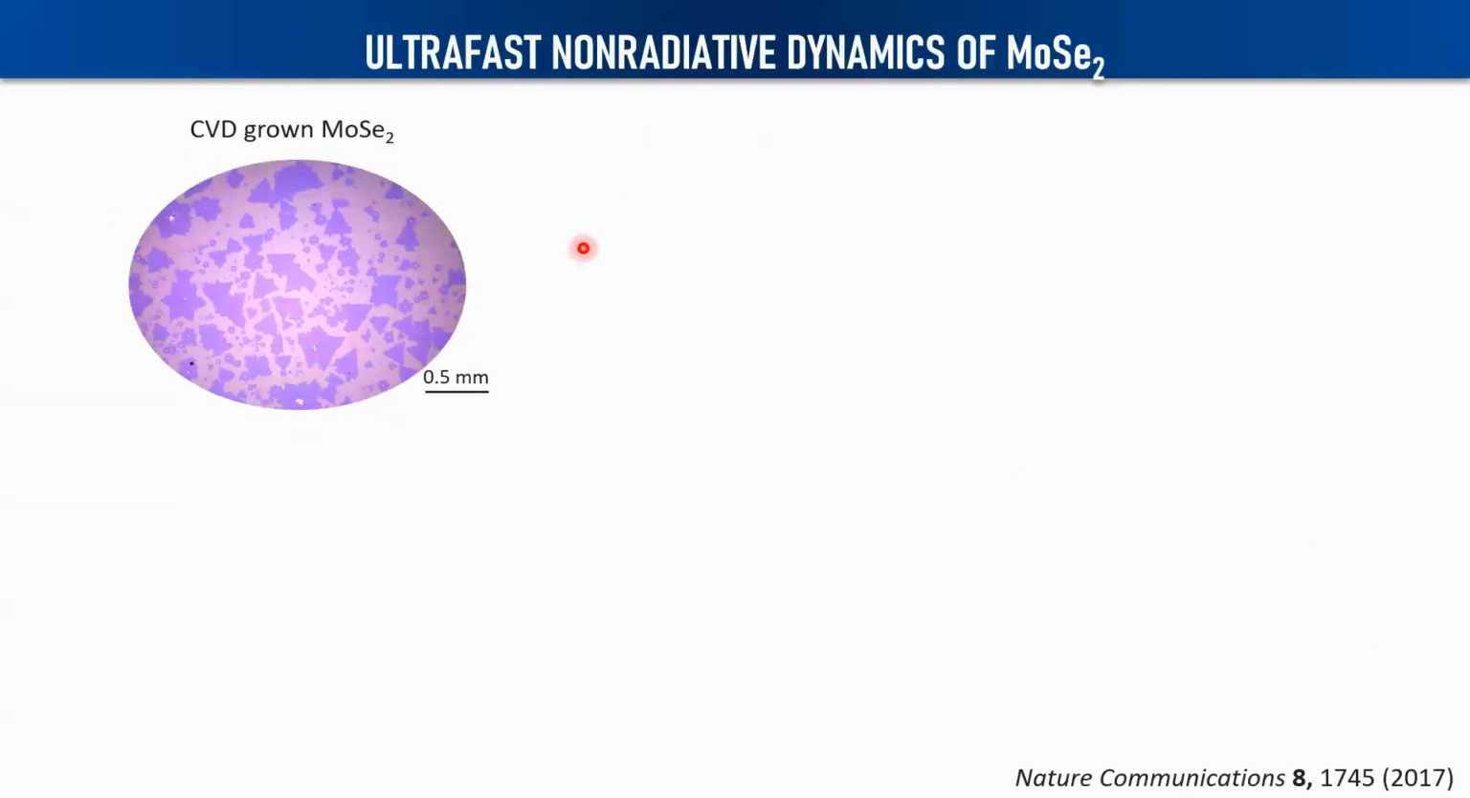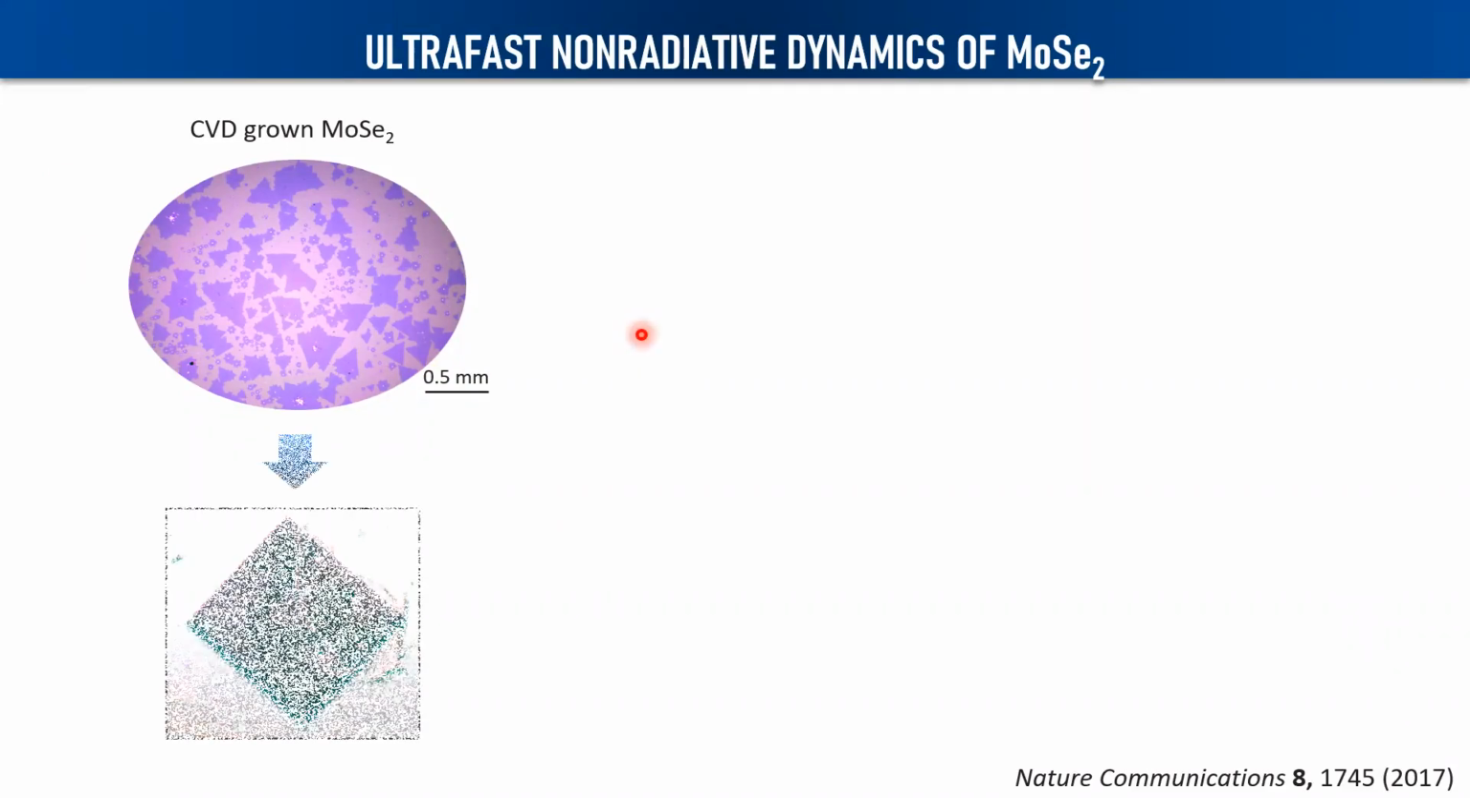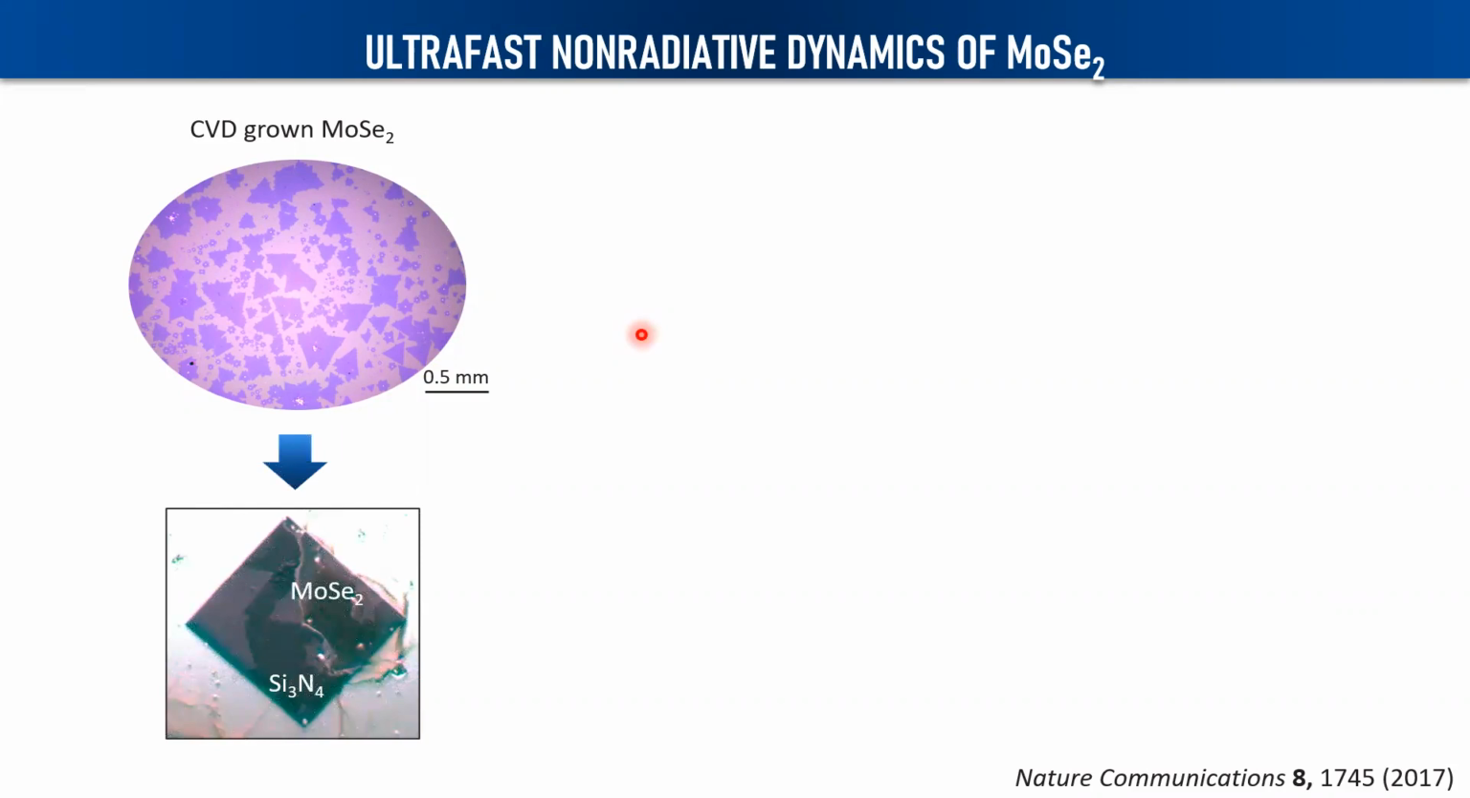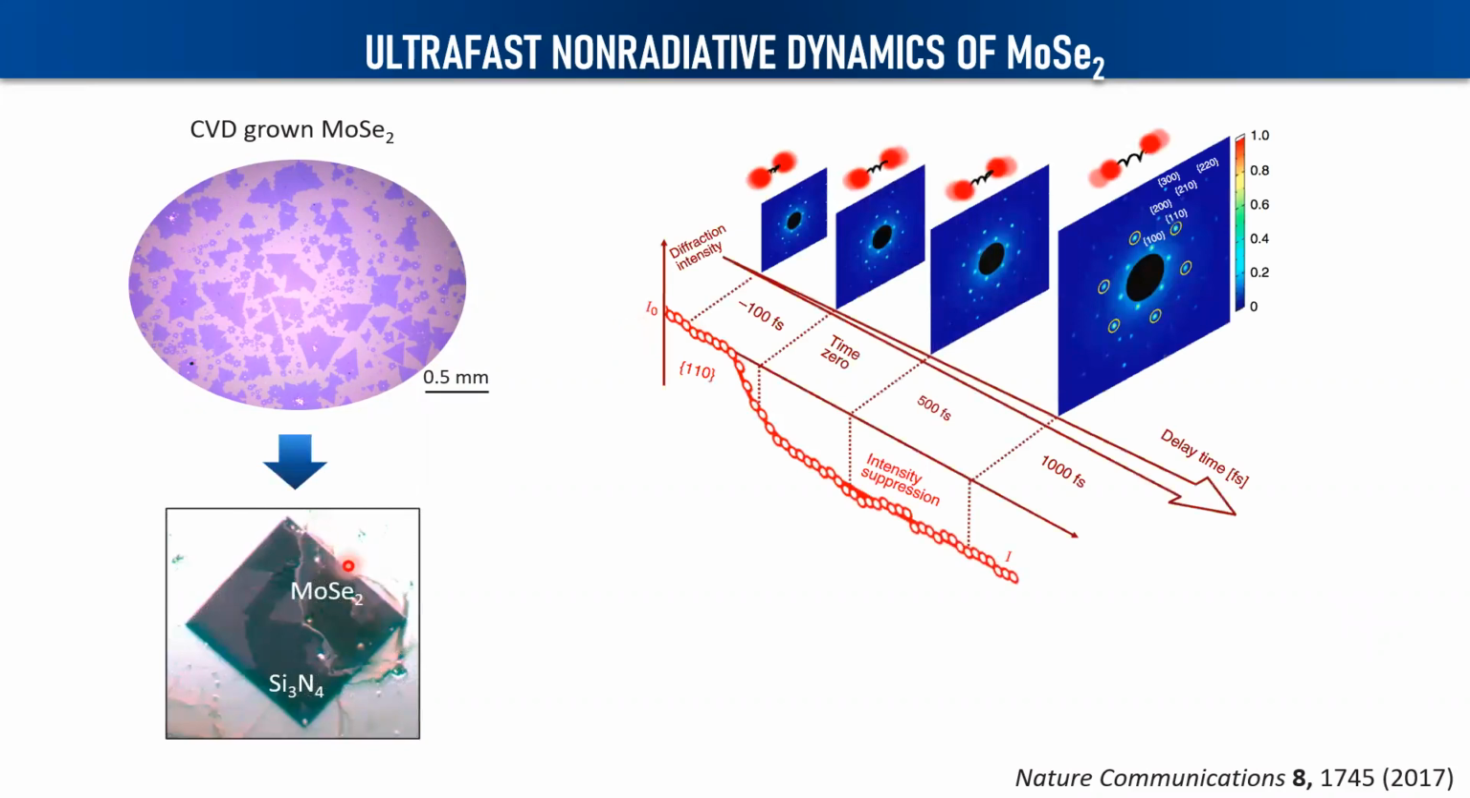So this was our sample. We grew the MoSe2 system using CVD, and these were then transferred onto 10 nanometer thick silicon nitride films. Then the experiment is carried out, and you can see how the intensity of the different spots in your electron diffraction pattern changes as a function of the delay time.